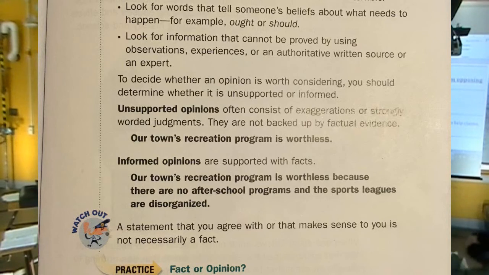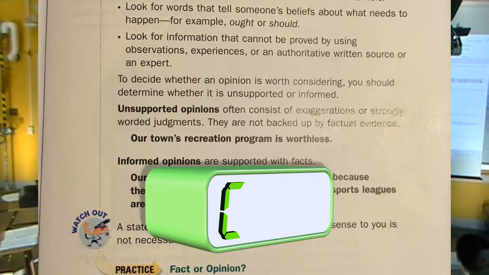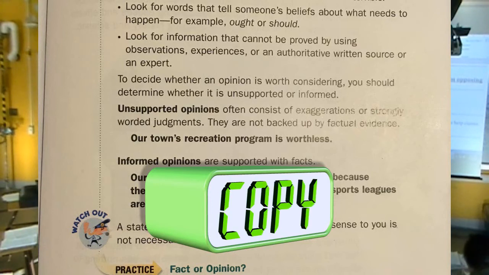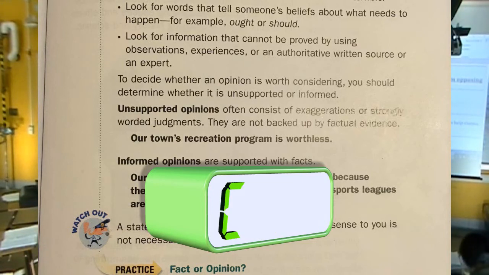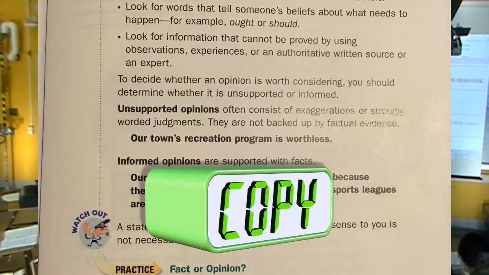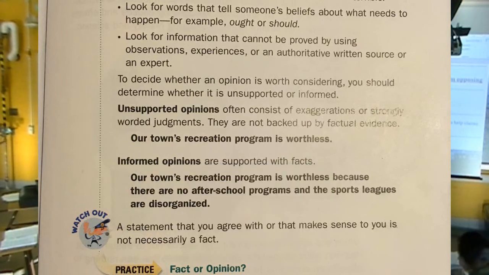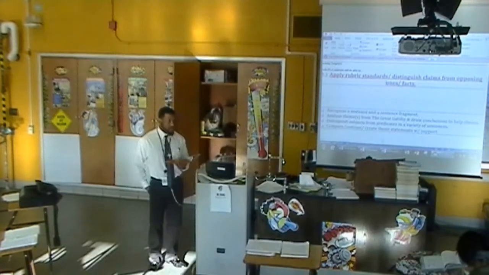To decide whether an opinion is worth considering, to decide whether you should be entertaining the information that is coming out of someone's mouth, you should determine whether it is unsupported or informed. So write down the definition of an unsupported opinion and an informed opinion. You should be writing down the definition from 491. Please take the backpack off your desk and write down the definition for an unsupported opinion and an informed opinion.